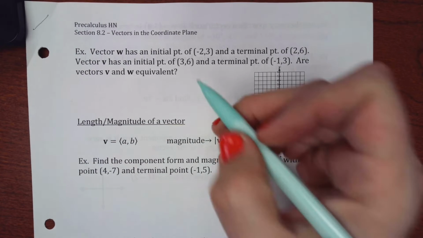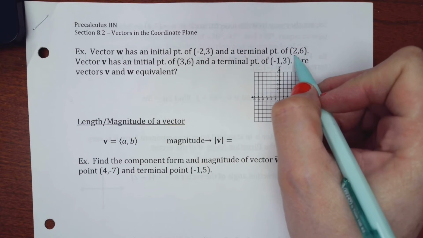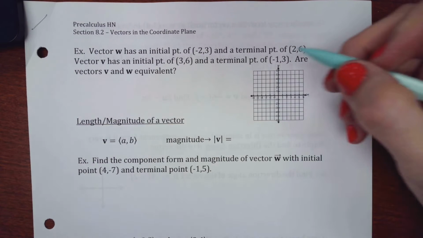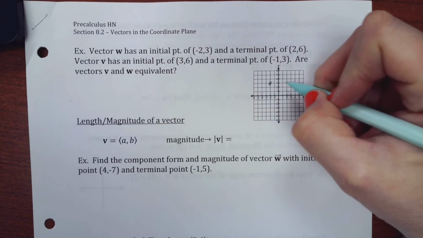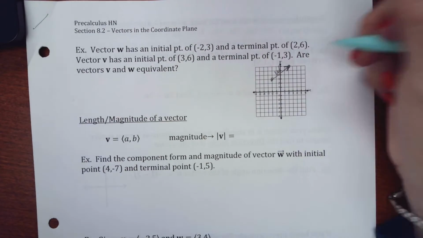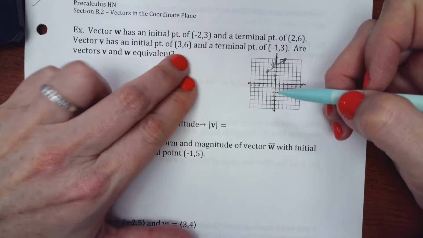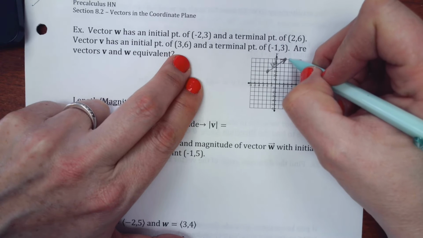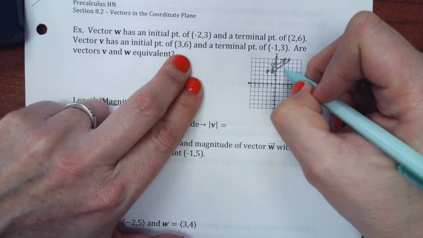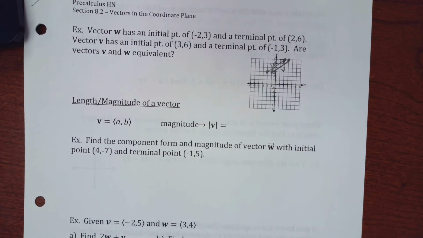Alright, so first question, we've got an initial point and a terminal point, so you have a vector, negative 2, 3. Go ahead and draw that vector, starting at negative 2, 3 and ending at 2, 6. It's asking if that vector, W, is the same as this vector V that starts at 3, 6 and ends at negative 1, 3. So when you get those drawn, you look at them, and they are pretty much the same.